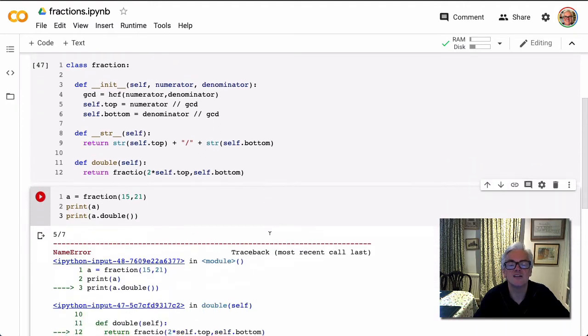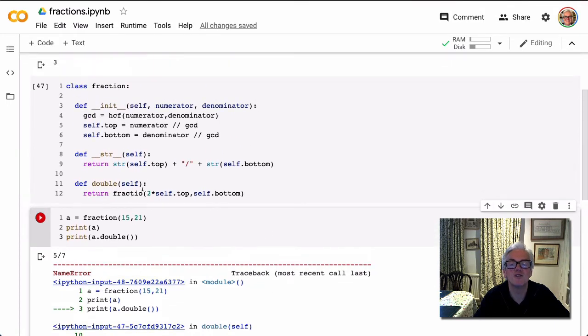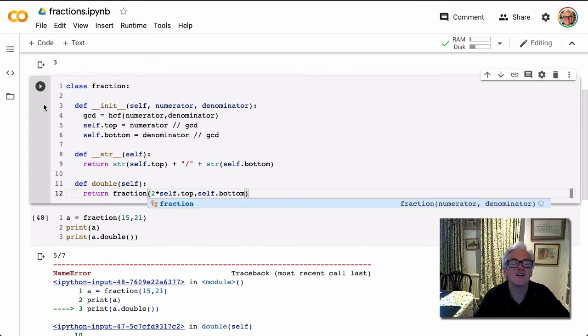Oh, it didn't like that. A dot double. Fraction is not defined. Did you spot that as I was going through? I hope you did. I didn't, obviously.